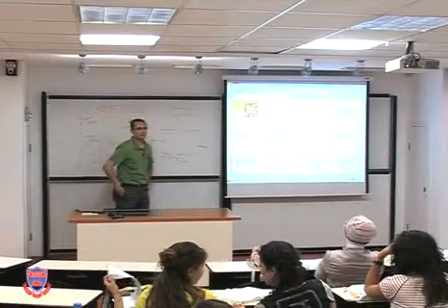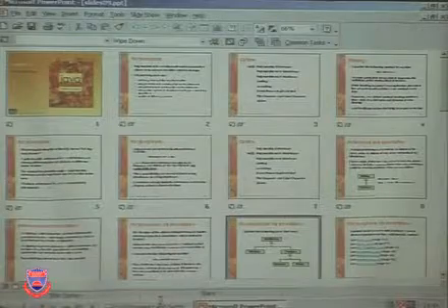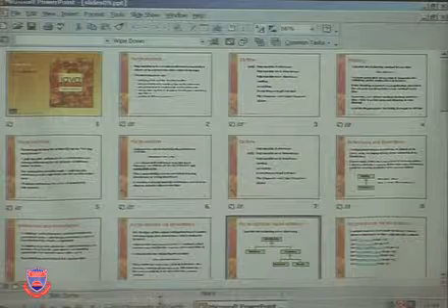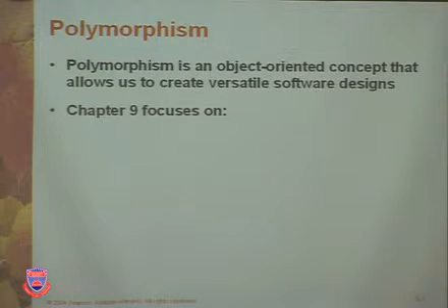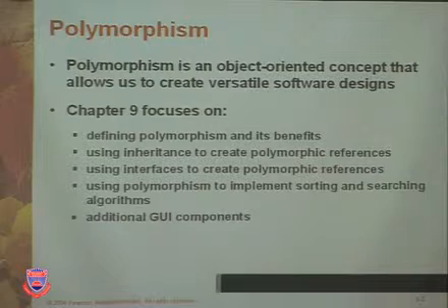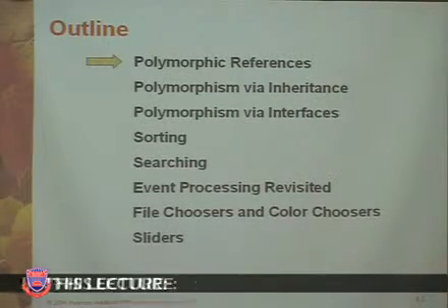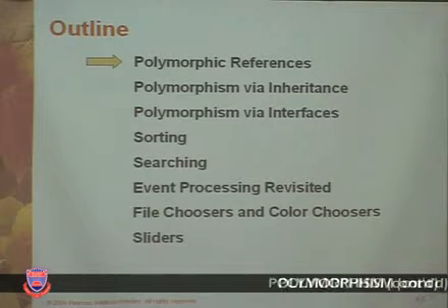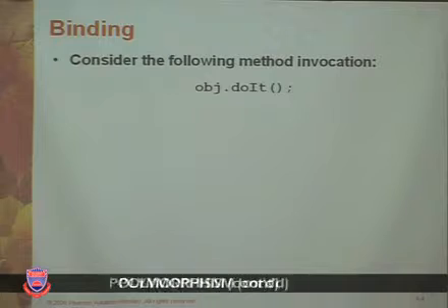Okay, so let's continue with the chapter 9 topics. We started this last time, and if you recall, polymorphism, as the name indicates, means that for the same method call and the same object name, you have a different meaning. So you have a polymorphic reference for a given variable or invocation.